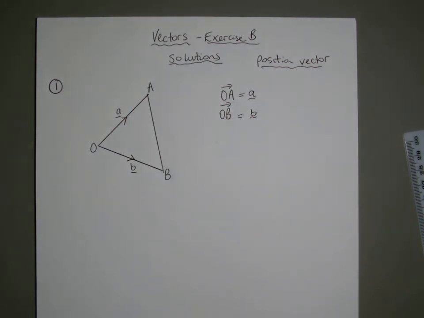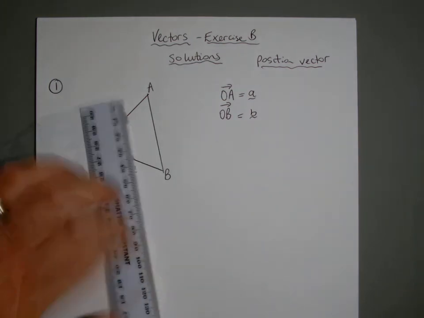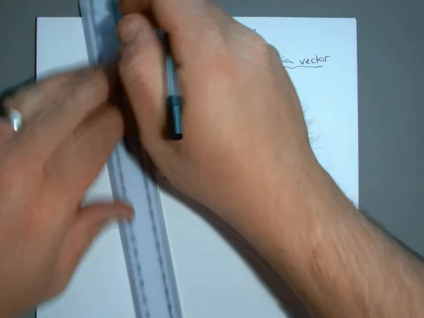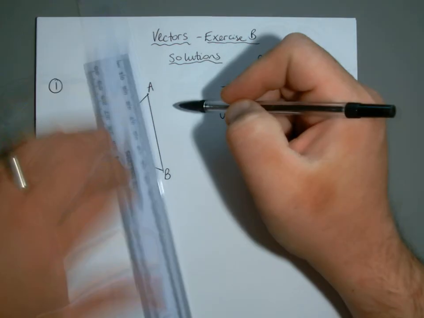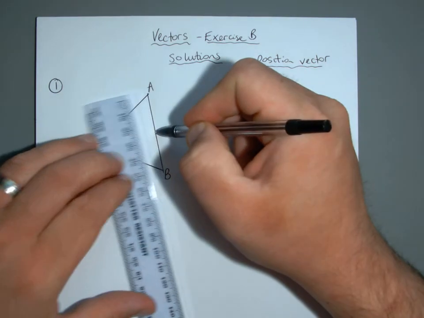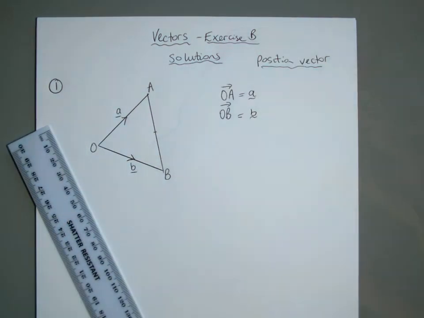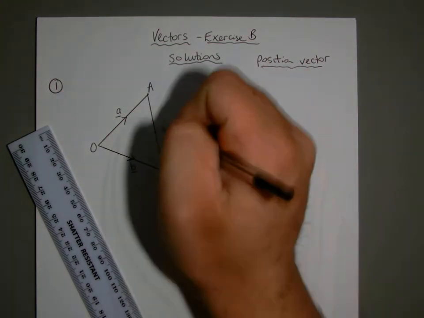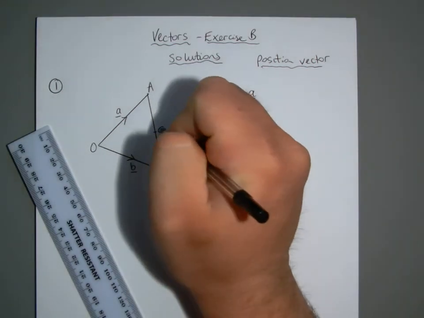Then it says determine the position vector of C, the midpoint of AB. Now, midpoint of AB, of course, is in between. So you might want to measure that out here to get the midpoint. It doesn't have to be exact, this is a sketch, remember, but it's nice to have an accurate sketch if possible. So C is going to be here.